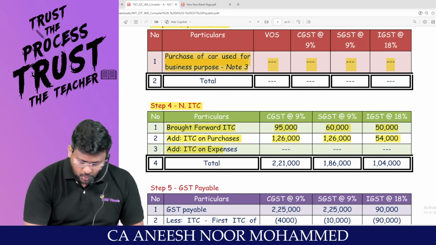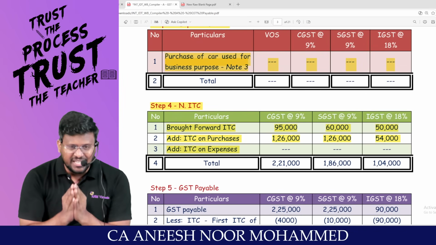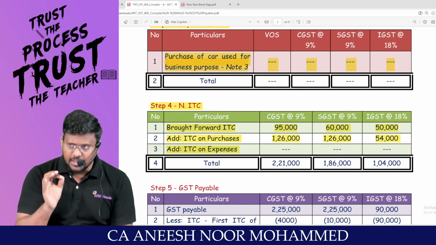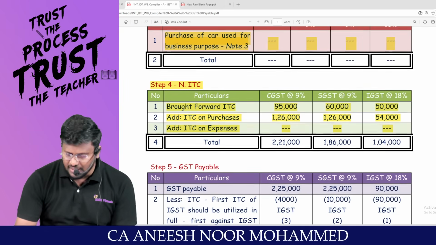So my dear lovable students, add ITC on expenses. Yes, you have purchased a car. But as per Section 17(5), a car is a blocked credit. You are not entitled to take the CGST.